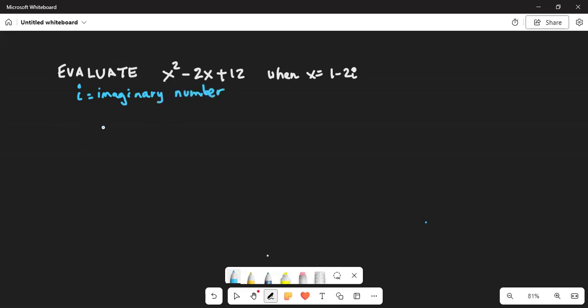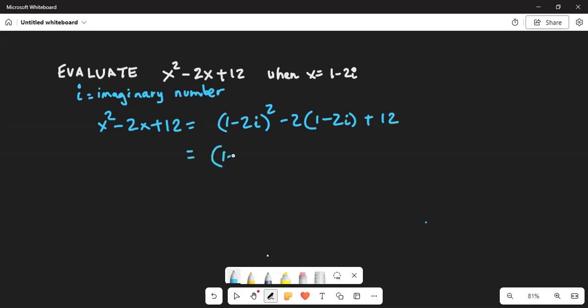So it becomes, when I substitute for x in the expression, x squared minus 2x plus 12 is equal to, for x I write 1 minus 2i. I square it, minus 2 times 1 minus 2i plus 12. So I need to simplify this. So this is nothing but 1 minus 2i times 1 minus 2i.